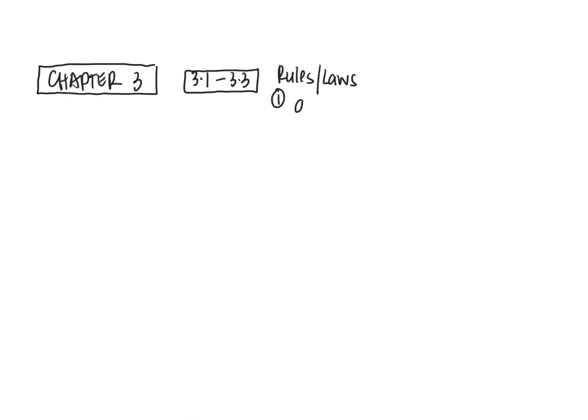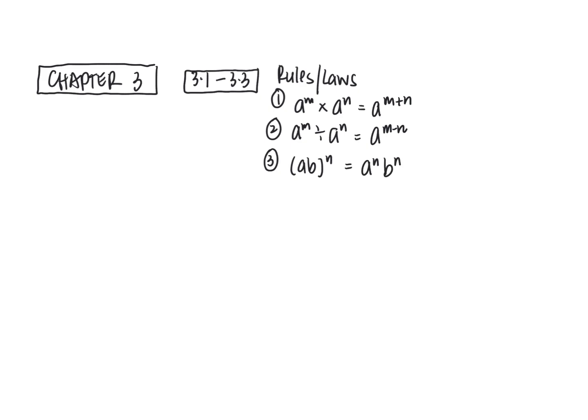Chapter 3.1 to 3.3 is all about the 9 rules, so the rules or the laws of indices. Okay, we will start from a to the m times a to the n. You add up. Second one, if you divide, then it's minus. I still have some of you who divide and don't know what to do. Okay, if I subject both to the same power, both of them should get the same power. Same thing for fractions.